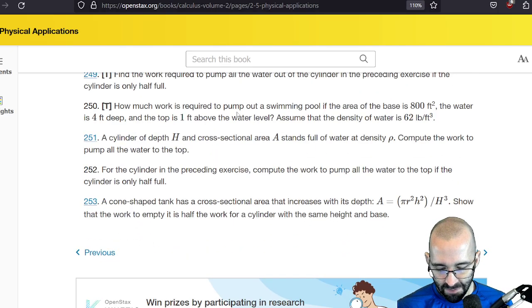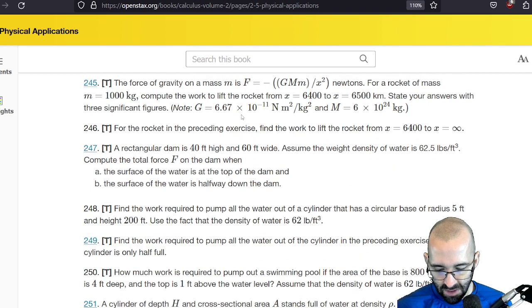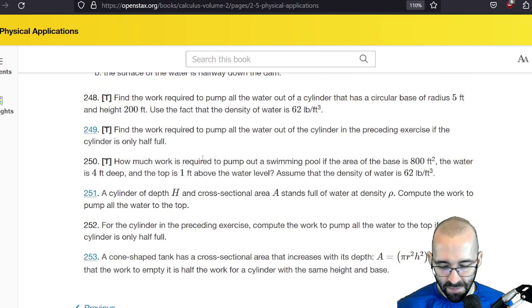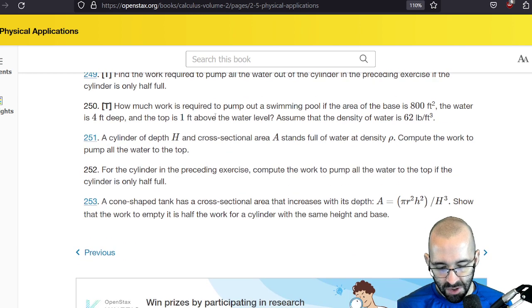245 is not that interesting. I mean, it's another force equation. It's kind of interesting, but I want to do something more different. I'll do 250.